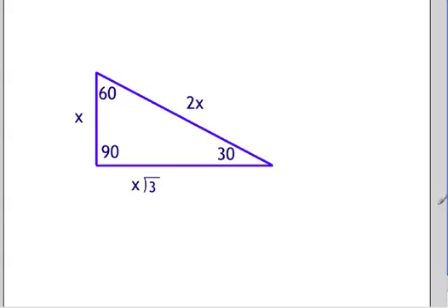Okay, so in general, if we have a 30, 60, 90 triangle, the shorter leg is x, the longer leg is x root 3, and the hypotenuse is twice the shorter leg. Okay, so that's our special relationship for a 30, 60, 90 triangle. Let's take a look at some examples to see how we can use that.